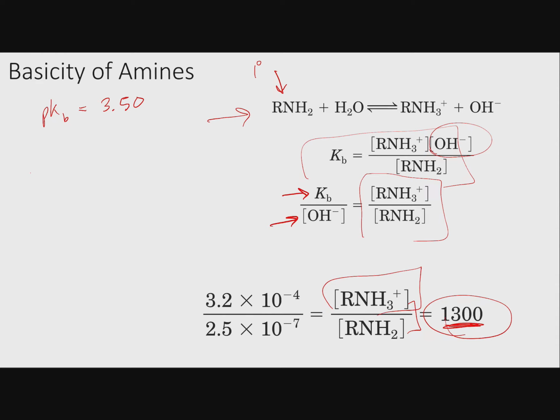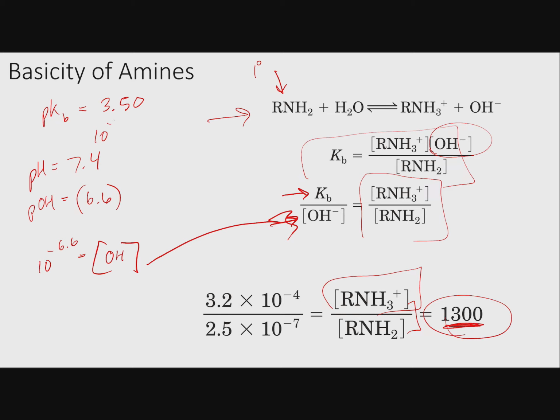It matters here that the pH was 7.4 because we could use that to find the pOH, which tells us the concentration of hydroxide ion. In this case, it would be 6.6. And then all we have to do is 10 to the minus 6.6 to actually get the concentration of hydroxide. So that's where this number comes from. pKb, same thing. We just take 10 to the negative 3.5, and we would get the Kb.